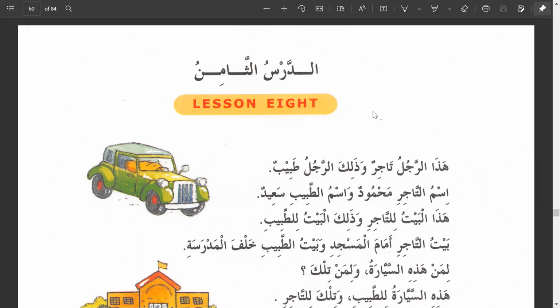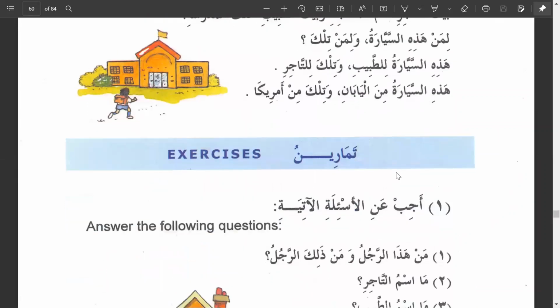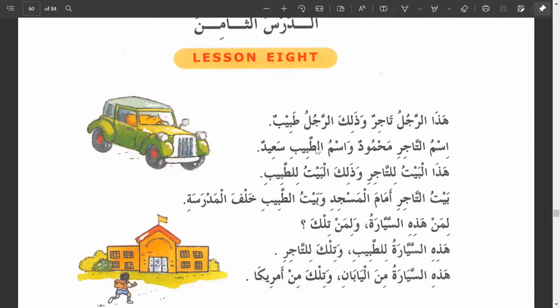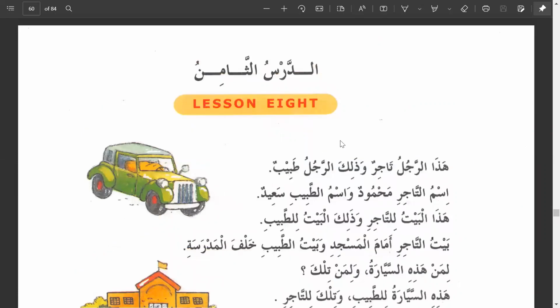So today, Alhamdulillah, we would continue with lesson 8. Actually, last time I think we did the first few sentences of this lesson. And today we'll try to finish this lesson, because it's a very brief lesson. So inshallah, I think we can finish it in this session. So let's start. Bismillah ar-Rahman ar-Rahim.